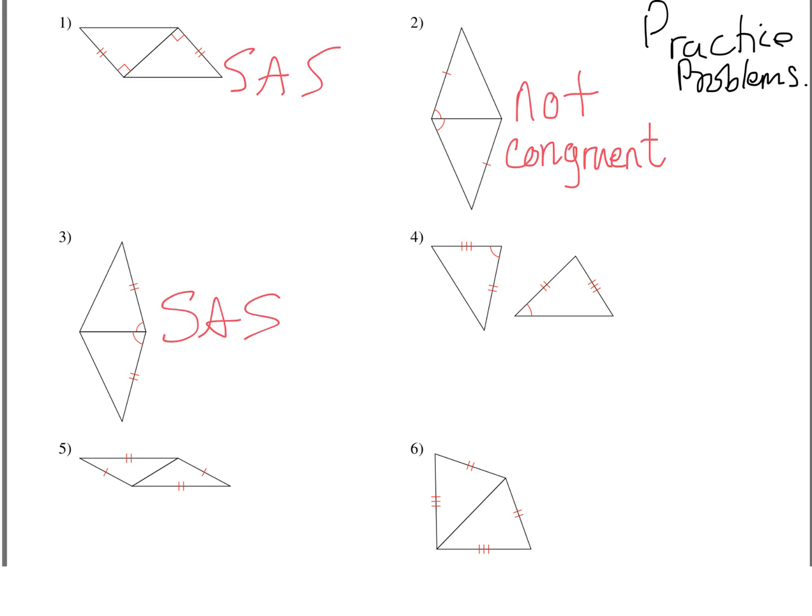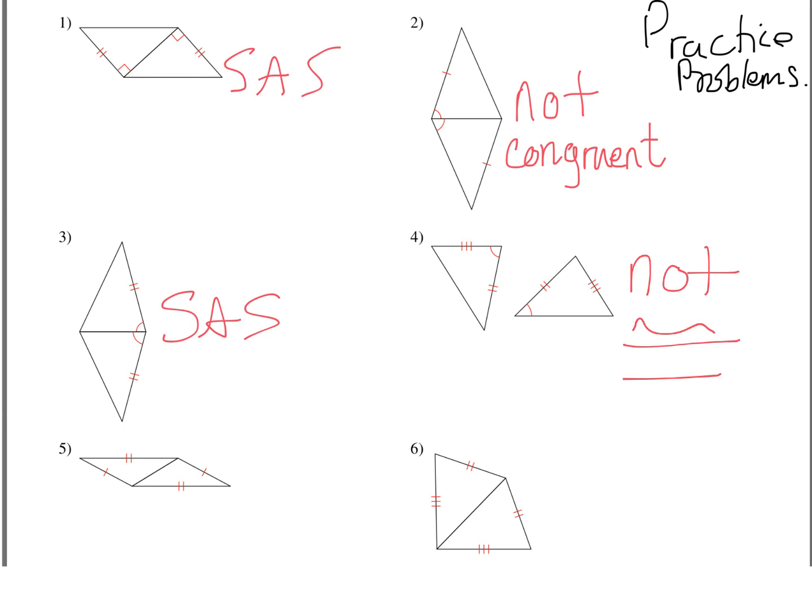Okay, number 4. On number 4, we have sides that match up. However, the angles do not match up. This angle would correspond to that angle, and this angle would correspond to that angle. And unfortunately, it doesn't. Because here we have side, side, angle, and here we have side, angle, side. So there's no way to prove that these are congruent. I'm just going to write the congruent symbol. So unfortunately, there's no way to prove that.